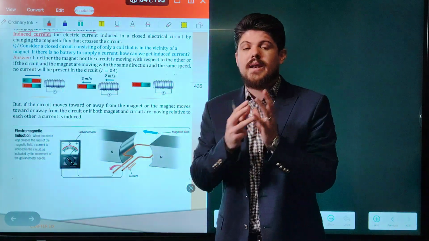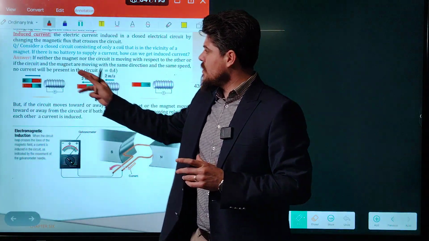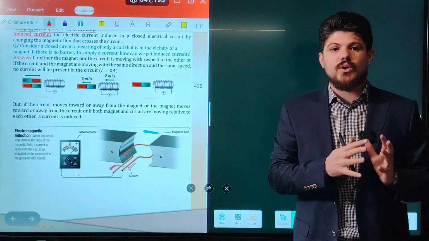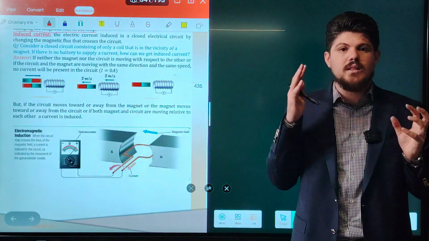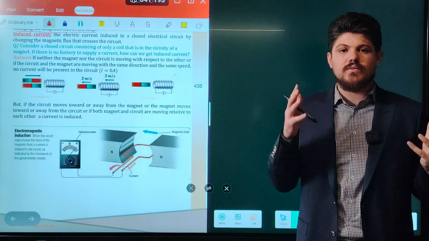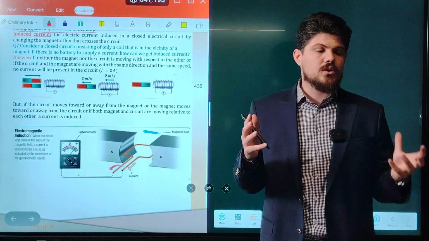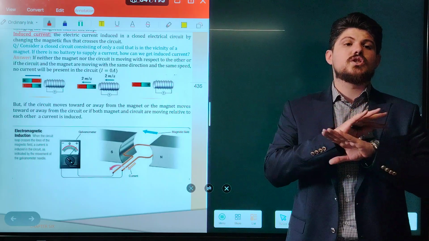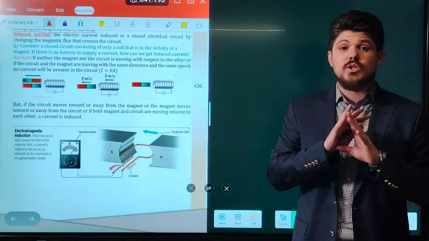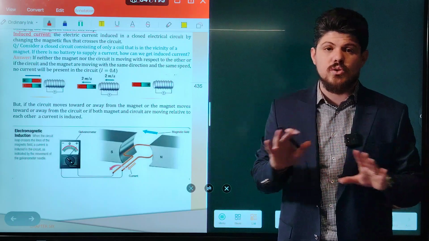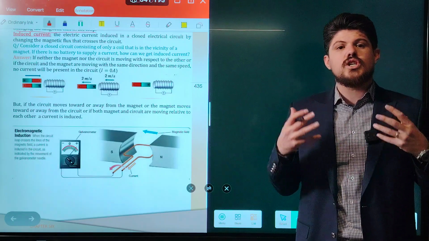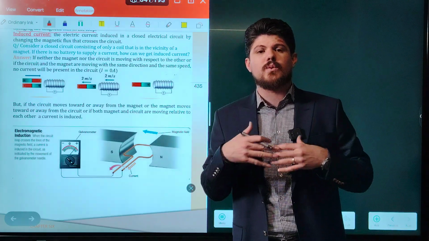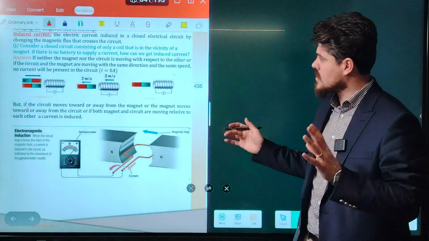We have a circular loop and a bar magnet. If neither the magnet nor the circuit is moving with respect to each other, if both of them are at rest, there is no change in the magnetic field and no change in the area. The strength of the magnetic field is constant and the area is constant, and there is no relative motion. There is no current induced in the circuit. Electromotive force does not induce. Why? Because there is no change in magnetic flux. Without change in magnetic flux, we cannot induce current and electromotive force.